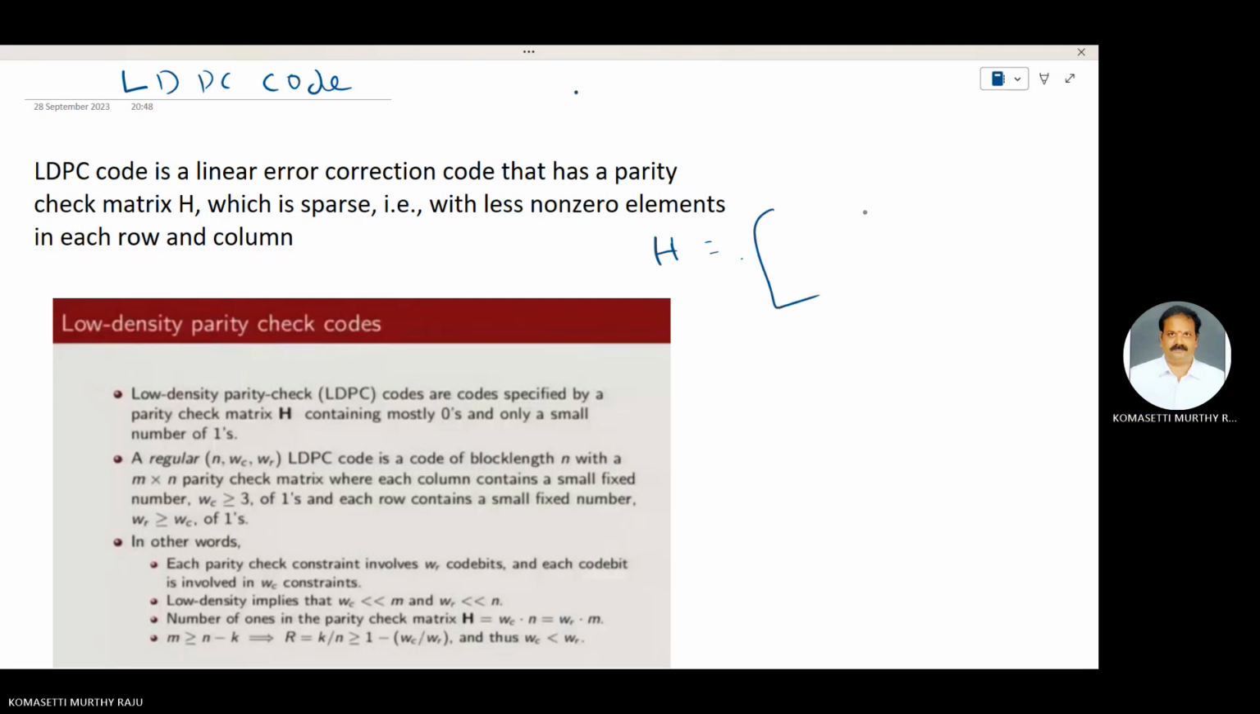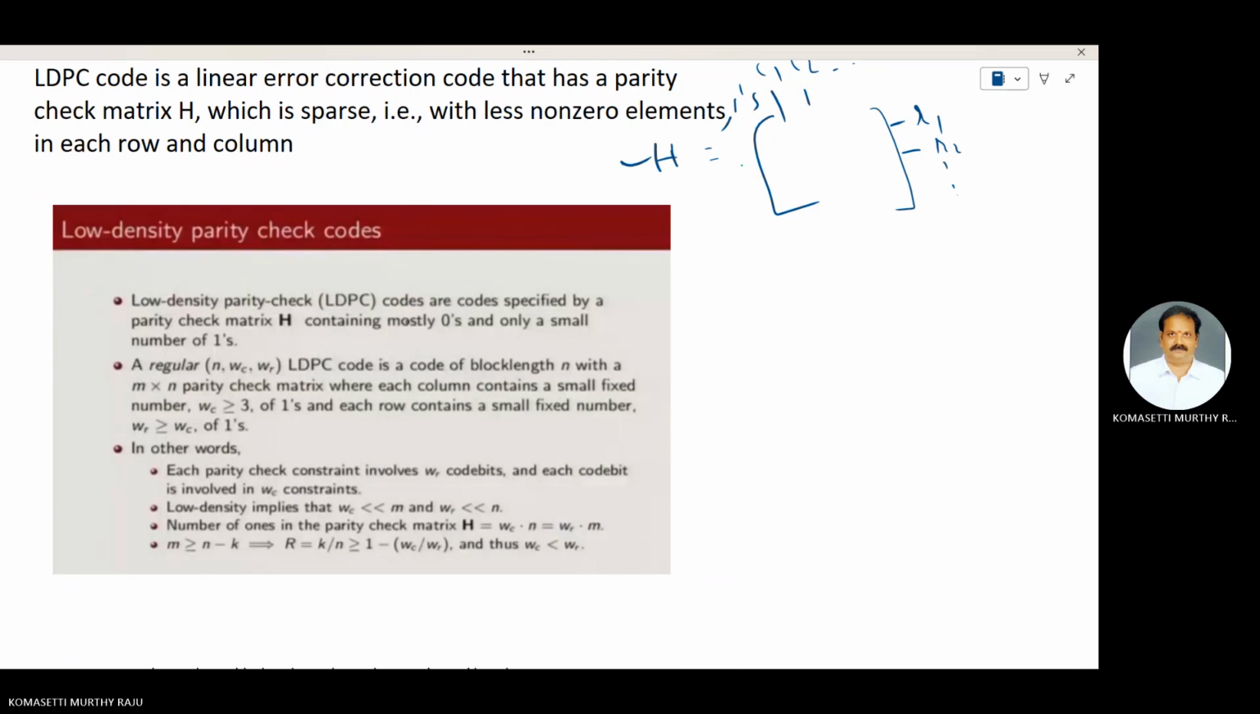H matrix. Some rows and columns are there. These are the rows, row 1, row 2, and so on. These are the columns, C1, C2, and so on and so forth. LDPC, low density parity check code, is a linear error correction code that has a parity check matrix H, which is sparse. Sparse means with fewer non-zero elements, that is, fewer ones in each row and column.